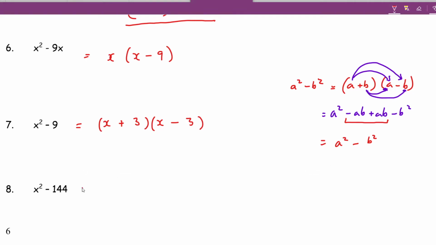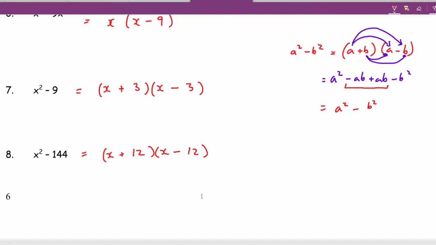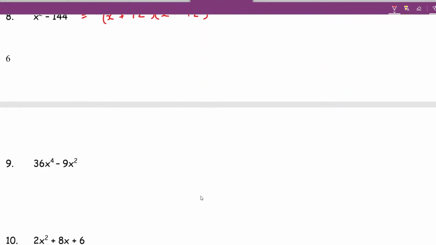Again, it's about spotting it. If you can spot it here, you've got x in each corner, and the square root of 144 is 12. One is positive, and the other is negative. And that's about it. Okay, difference of two squares.